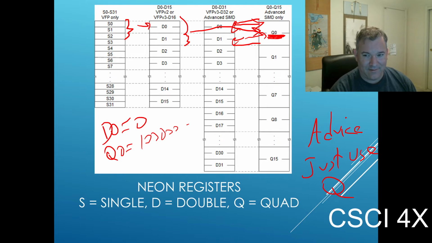You guys see that? So if you were to read and write to D14, that would be reading and writing to the upper half of Q7. Or if you understand this, then just use different ones. So like maybe use Q0 and Q1, and then D14 and D15. That would be fine. That would be fine. Do you guys understand that?